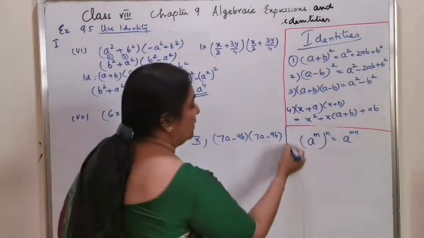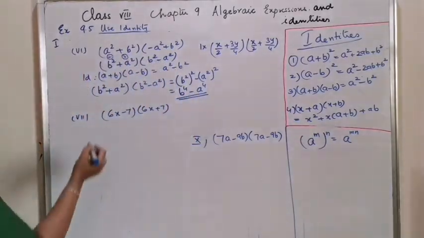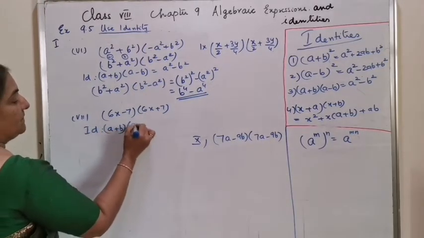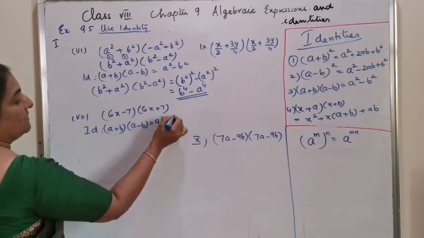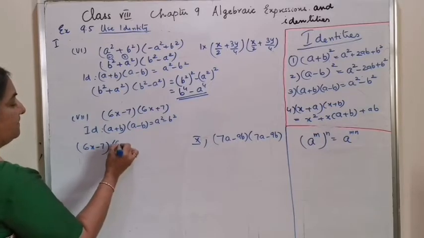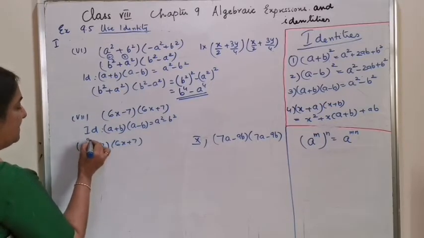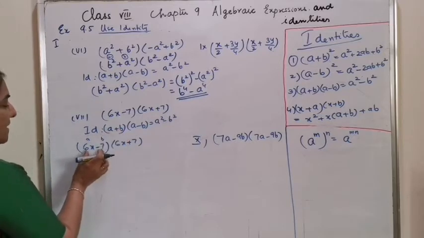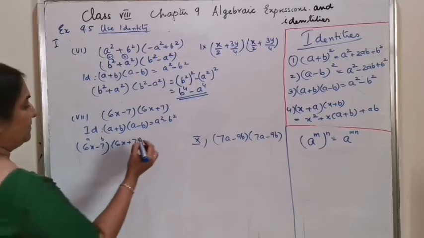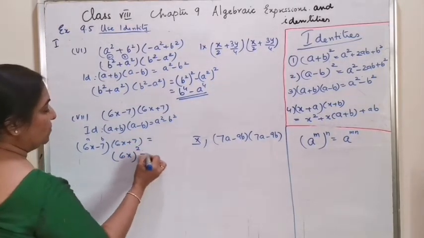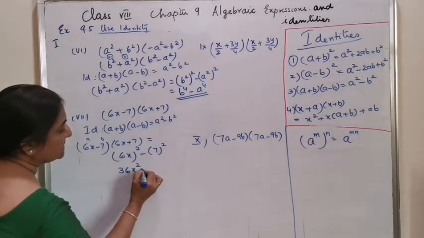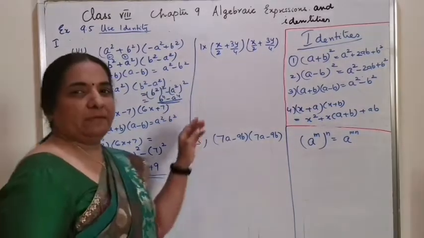That is the rule of law of indices. 6x minus 7, the same way the identity is (a plus b) into (a minus b) is equal to a square minus b square, because the terms are all same. So, 6x minus 7 into 6x plus 7 is the same as, even though (a minus b) into (a plus b), it will be the same answer because multiplication is commutative, which is the same as 6x the whole square minus 7 the whole square. What is 6x the whole square? 36x square minus 49.